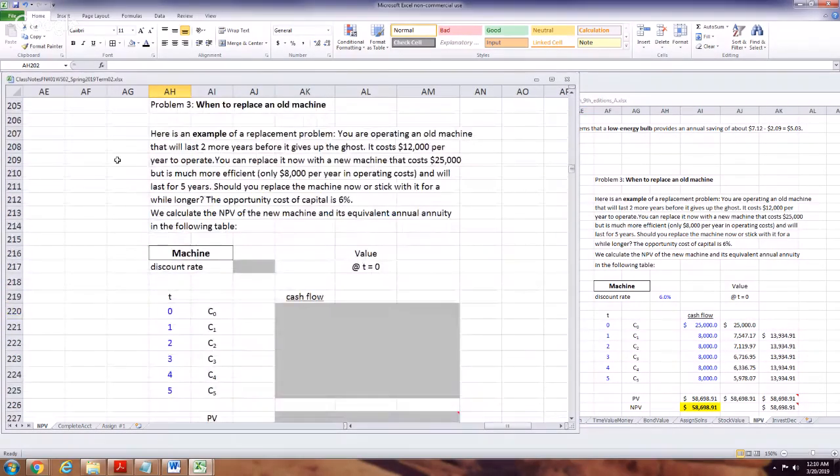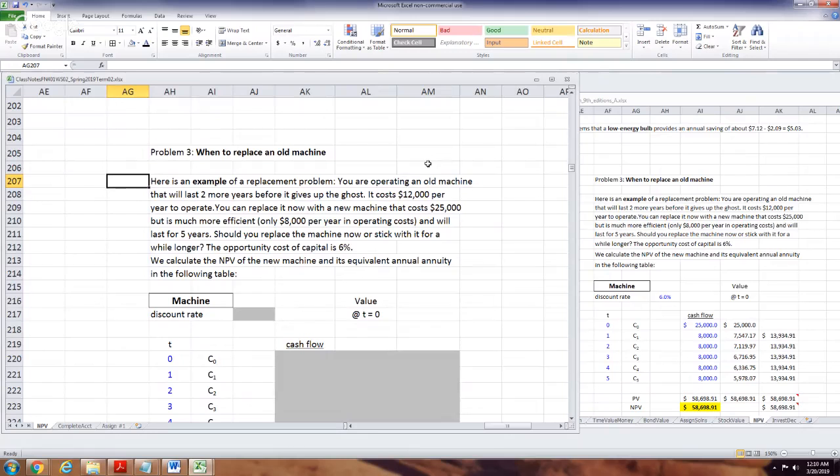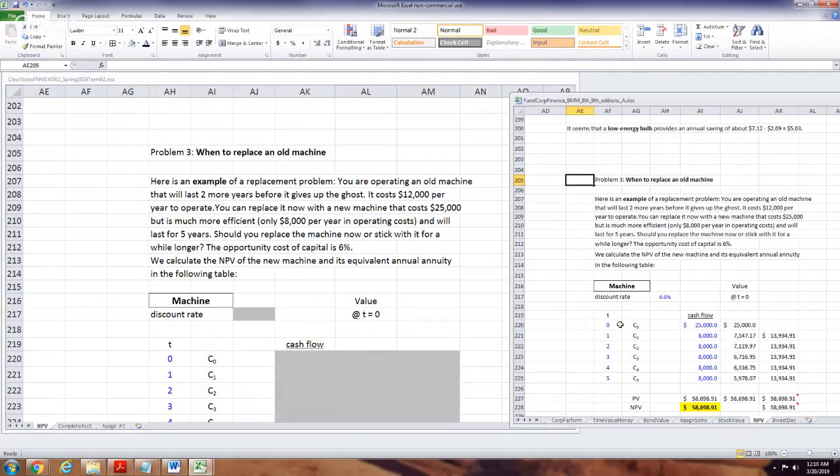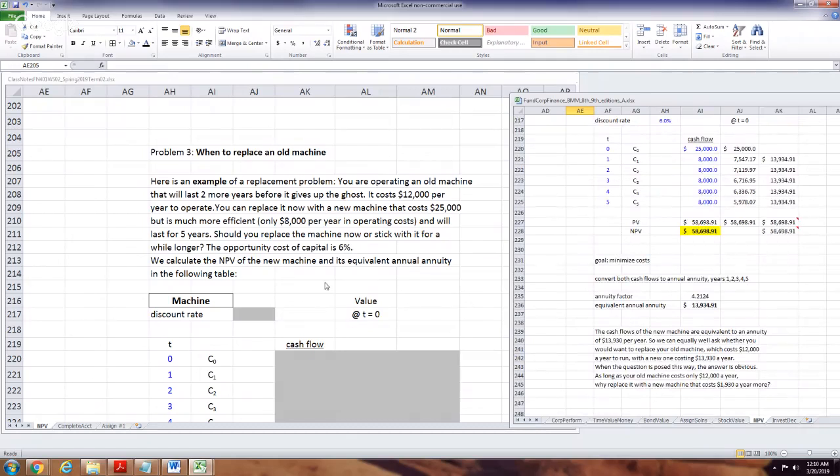This says when to replace an old machine. It'll last 2 more years. It costs 12,000 a year to operate. Okay. But you can replace it with a new machine that costs 25,000, but it's much more efficient. It only costs 8,000 a year as opposed to 12, and will last for 5 years. Okay. So that's really good, right? Because you already know the one you have, right? It'll last 2 more years. It costs 12,000 a year.